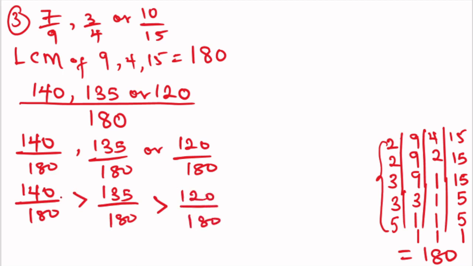Since 140 is the greatest, 140 over 180 belongs to which fraction? Let's trace it. It belongs to 7 over 9. Therefore 7 over 9 is the greatest fraction.